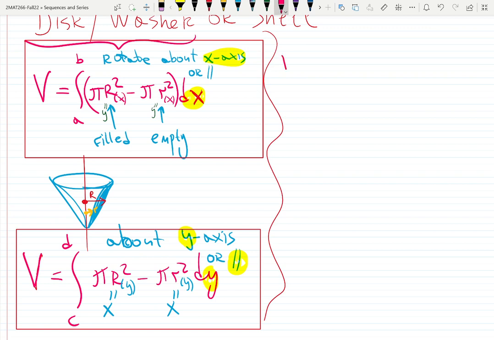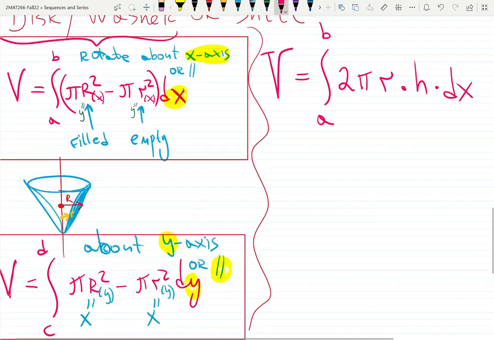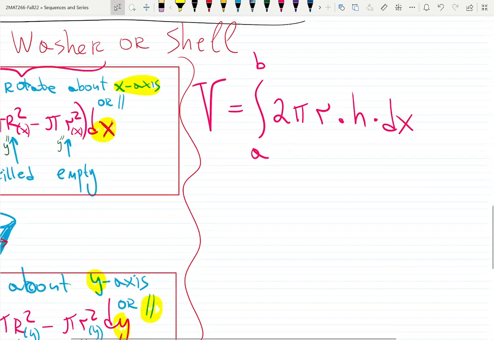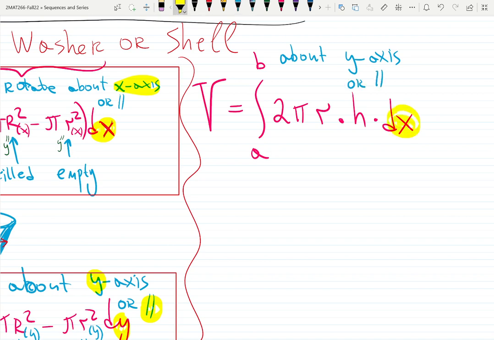The formula for the shell is, do you remember? 2 pi r, what else? h. And anything else? That's it. From a to b. 2 pi r, you can put capital R if you want, doesn't matter. 2 pi r, so circumference versus the area. Pi r squared used to be an area, now it's the circumference. This one is very interesting. When we rotate about the y-axis or anything parallel to the y-axis, we choose dx. So it changes the variable, like so.